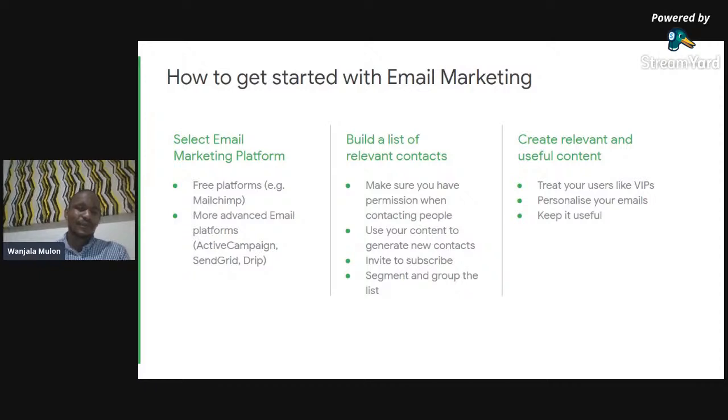Always understand that when you go online, it is all about email. Try to select an email marketing platform. Are you going for the free one or the more advanced platform? The free one is MailChimp, and the advanced ones are Drip or maybe ActiveCampaign that do exist. And then the second one is build a relevant contact list.